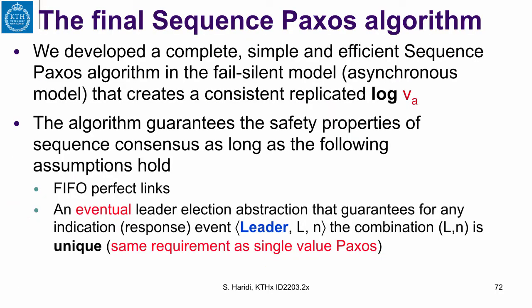Now, what we have developed at this point is a complete, and in my view, simple and efficient sequence Paxos in the fail-silent model, which can create a consistent replicated log, and that log is at each replica. The algorithm guarantees the safety property of sequence consensus as long as the following assumptions hold: FIFO perfect links, and an eventual leader abstraction that guarantees that for any indication the round is unique and monotonically increasing. The same requirement as in single value Paxos.